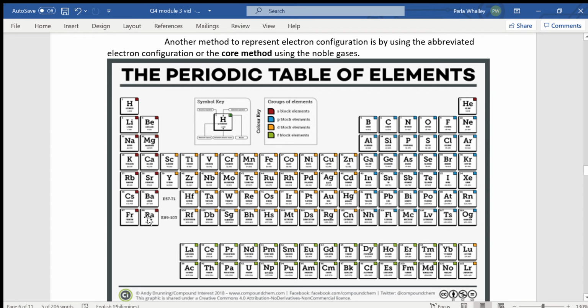Okay. So the noble gases here are on this last column. The noble gases here are helium, neon, argon, krypton, xenon, radon, and oganesson. We will use these in doing this core method of abbreviated electron configuration.